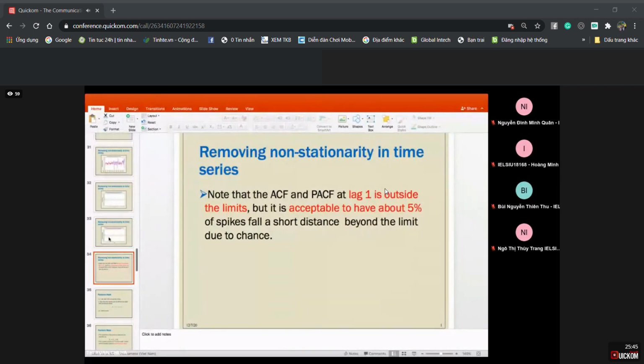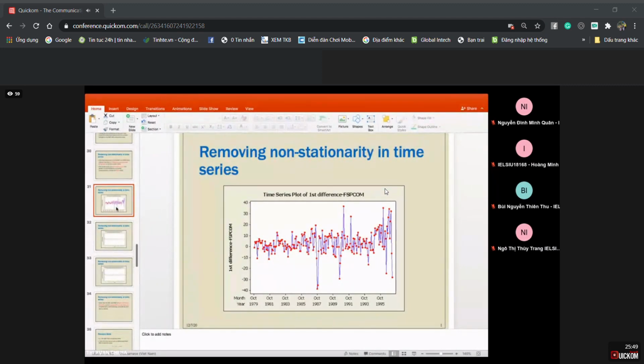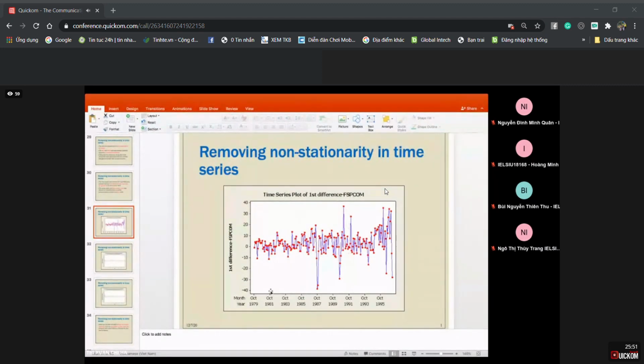So it means right now we have already removed the non-stationarity, so we can use that data. Everyone, you got what I mean?